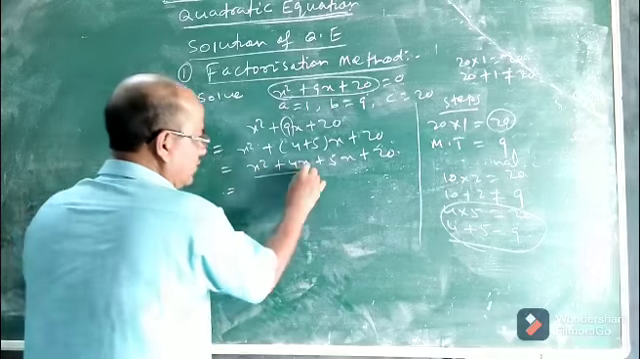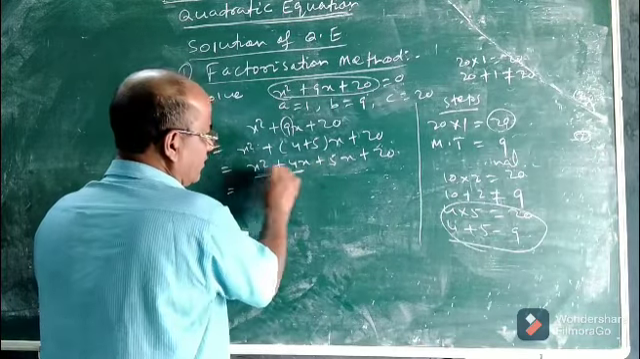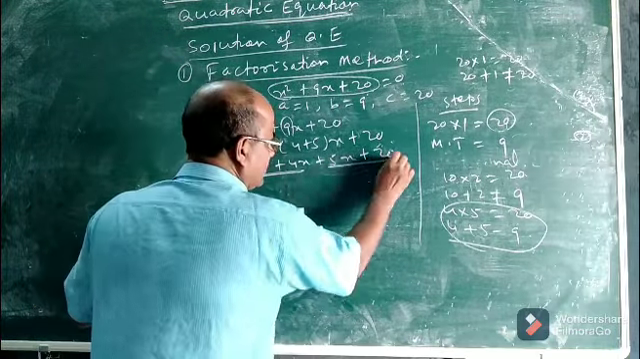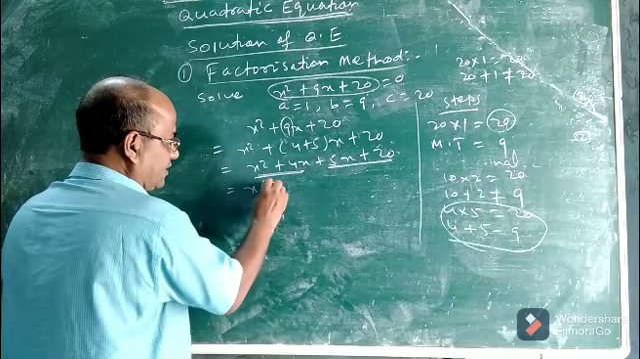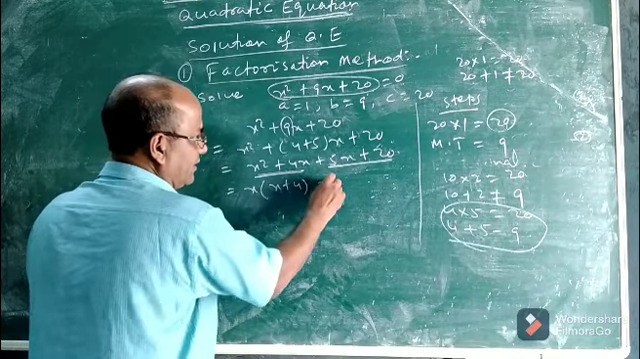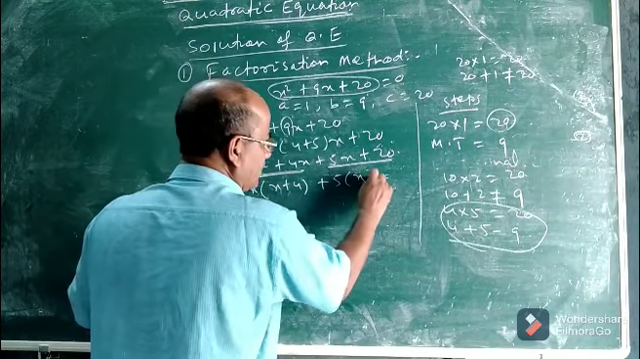Now what you will do? See, look at it. Out of these two terms you have to take common, and out of these two terms you have to take common. So take common x here. It will be x plus 4. Then take common 5 here. It will be x plus 4 again.